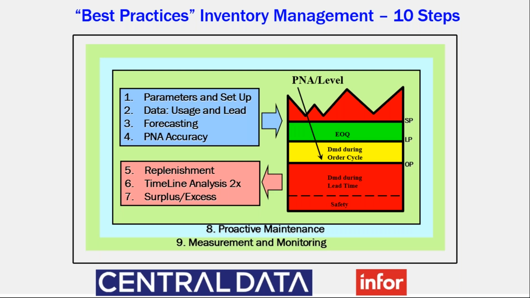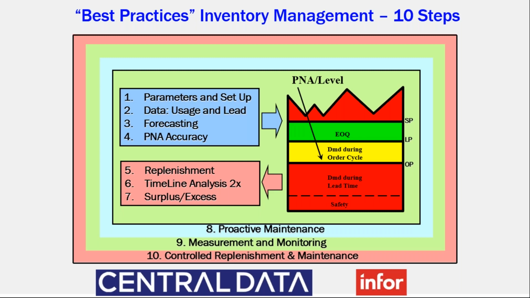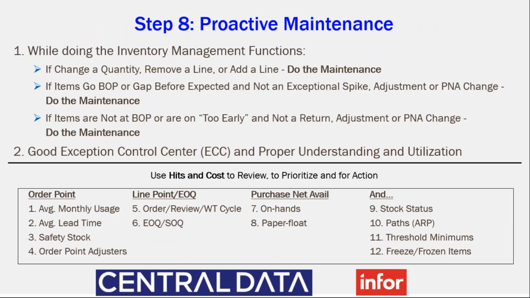Then, of course, 9 is measurement and monitoring, and 10 is controlled replenishment. So 8, 9, and 10 is what I call the optimization of your inventory management, your system, and your people. That's where you've got good numbers and you're using it right, but now you're making it even better through proactive maintenance. I'm measuring things to see where I'm at and where I want to go. Am I getting there? And finding opportunities. And then, of course, controlled replenishment. So now we're jumping right into step 8, the proactive maintenance side of things.